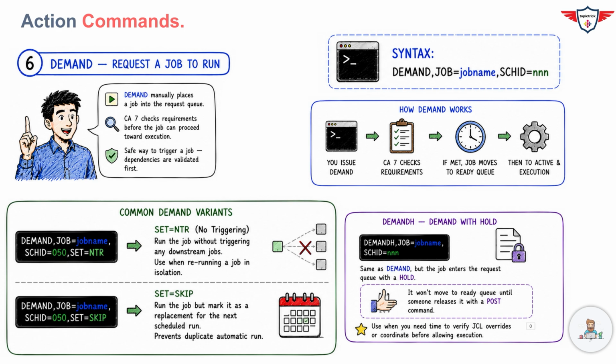Now another variant of the DEMAND command is DEMANDH, that is demand with hold, and the syntax is pretty simple. Again, you have DEMANDH, comma, JOB equals job name, comma, schedule ID followed by the schedule ID of the job. Now this is identical to the DEMAND command. The only exception is that the job enters the request queue with a hold on it. That means the job will not move to the ready queue until somebody explicitly releases it with a POST command. So you must use this command when you want to manually demand a job but need to verify the JCL overrides or coordinate with any other team before running this job on IBM mainframe.